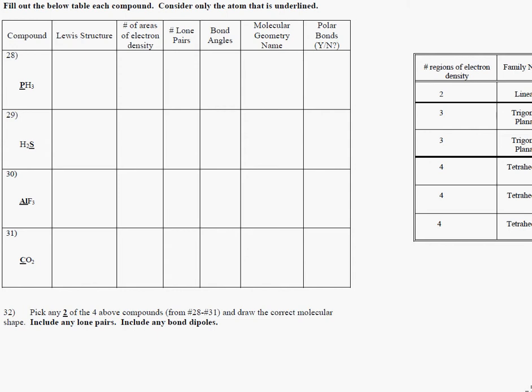Alright folks, so I was asked to go over one of these molecular geometry type questions. So here's a table from the practice exam that I gave you guys. Just basic questions. There's 4 different compounds asking you to draw the Lewis structure, how many areas of electron density are around that central atom, how many lone pairs are around that central atom, what are the bond angles, and what the molecular geometry name is.